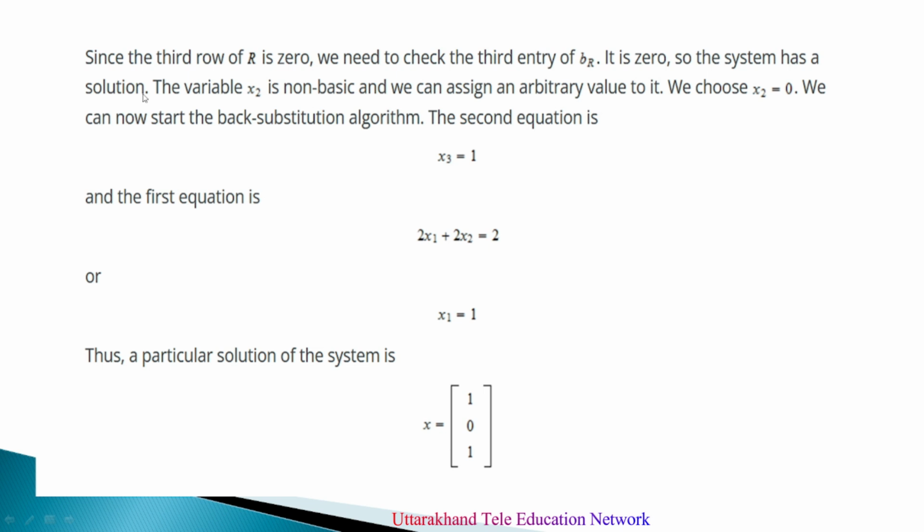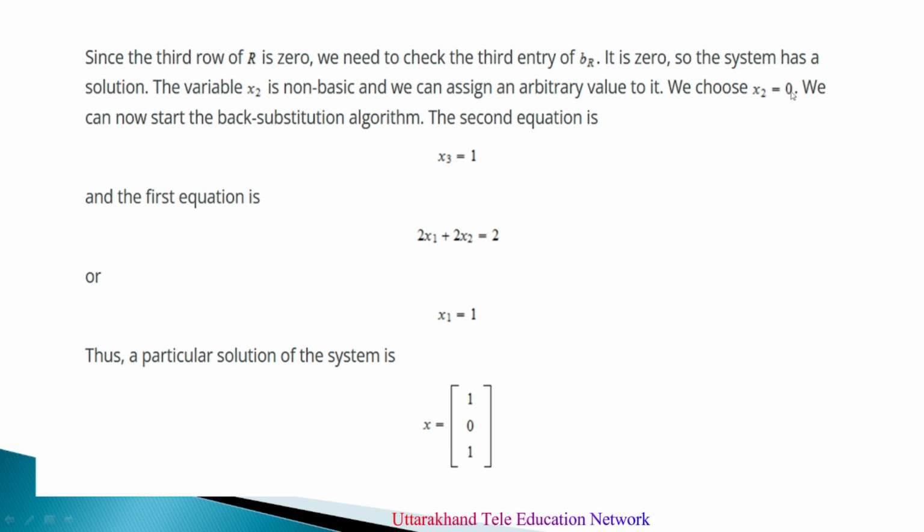Had it been non-zero, a complication would have arisen, but here because it is 0, the system has a solution. So we are going to explore in this manner. The variable x2 is non-basic and we can assign an arbitrary value to it. Whenever we are trying to find a particular solution, the particular is based on the particular value we are assigning to a variable. Here the variable is x2 and we have assigned x2 equal to 0.